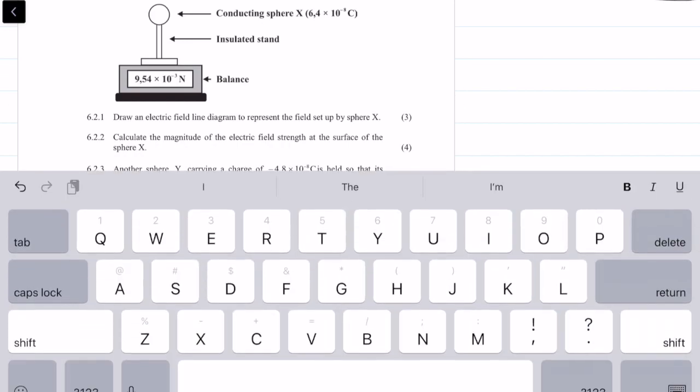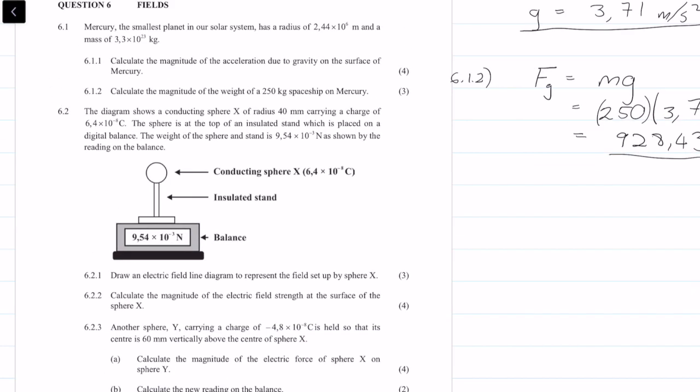Okay, there we go. So the next question, 6.2. The diagram shows a conducting sphere X of radius, so that's R, in meters, 0.04 meters, carrying a charge of 6.4 times 10 to the negative 8 coulombs. The sphere is at the top of an insulated stand which is placed on a digital balance. The weight is shown there. So we've been given all the information. I'm just going to write here that R is equal to 0.04.